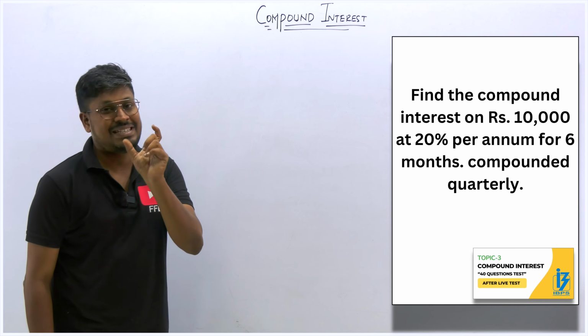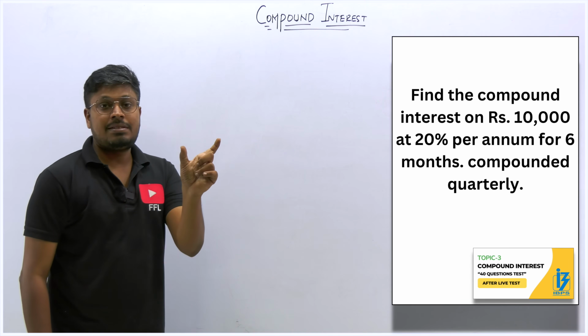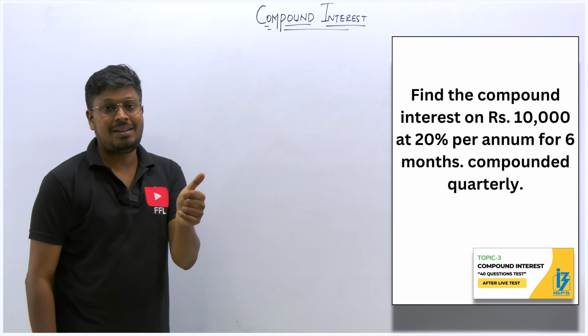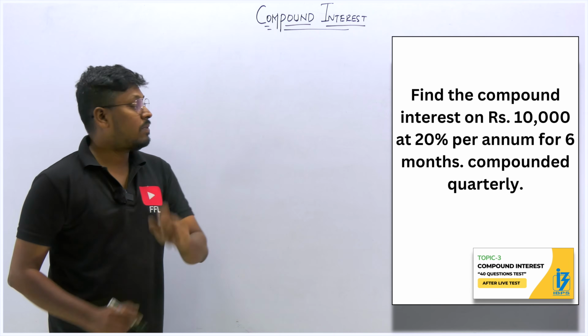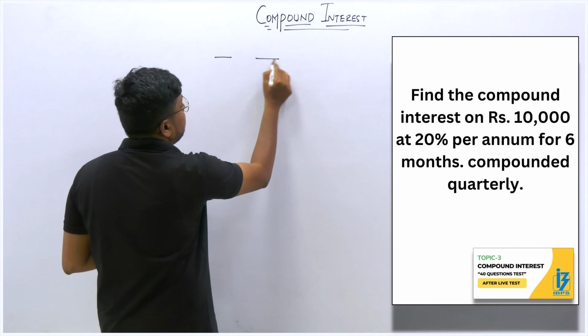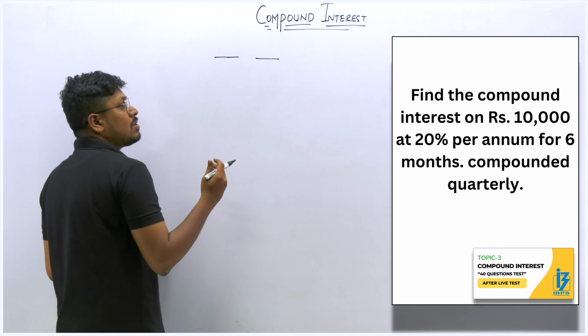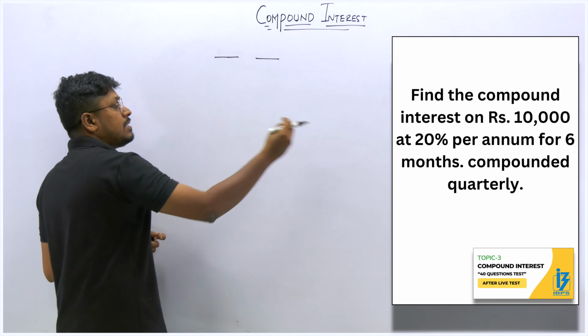So they have given 6 months. When you split it in terms of quarterly, we can split into two parts, that is 3 months and 3 months. So for the first 3 months and for the next 3 months, our target is to find the total compound interest that is received by the person.